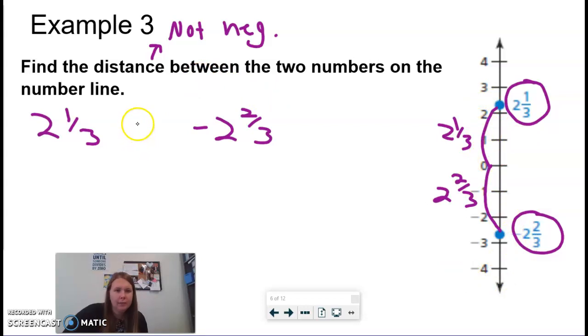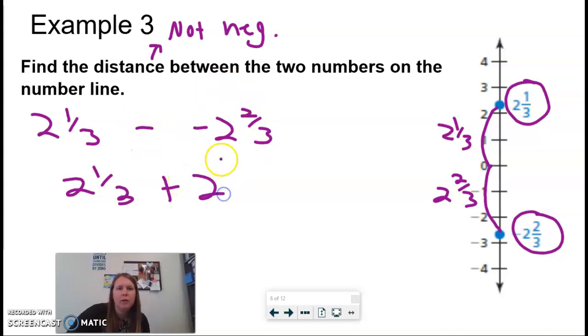So one way I could do this is by subtracting them. Subtracting would show me that difference between the two, but also I can notice that doing this, I end up with two positives and I can add them, because really when you have minusing a negative, you end up adding. So you'd have 2 and 1/3 plus then a positive, because we're changing it to adding the opposite, 2 and 2/3.